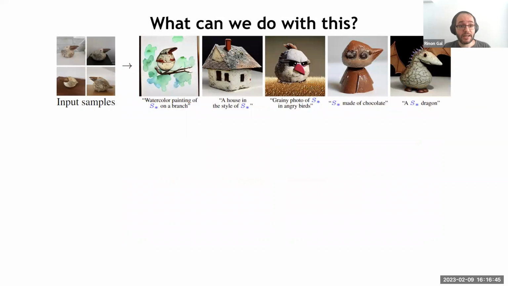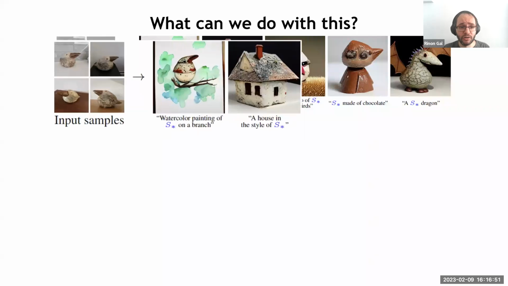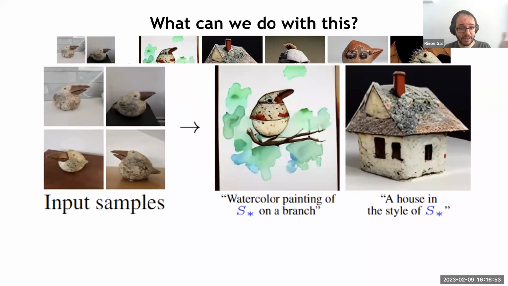What sort of things does this approach let us do? Well, it turns out that quite a lot. First of all, we can take images of this stone bird, for example, and put it in a watercolor painting, right? Where the goal is to try and preserve the structure of the stone bird, but change the style of the image. On the other hand, we can also prompt the model and ask for, for example, a house made from similar materials to the stone bird, right?